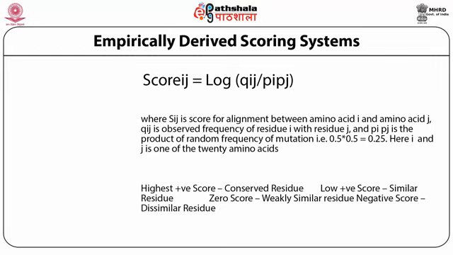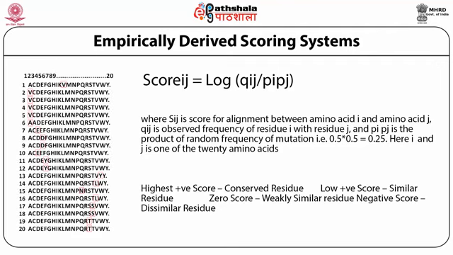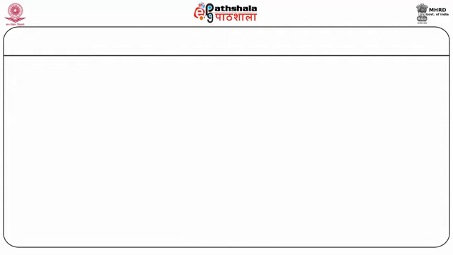The highest positive score in a scoring matrix is achieved by a conserved residue. Other positive scores indicate a mutation by a similar residue. A zero score represents a mutation by a weakly similar residue and a negative score shows a mutation by a dissimilar residue.